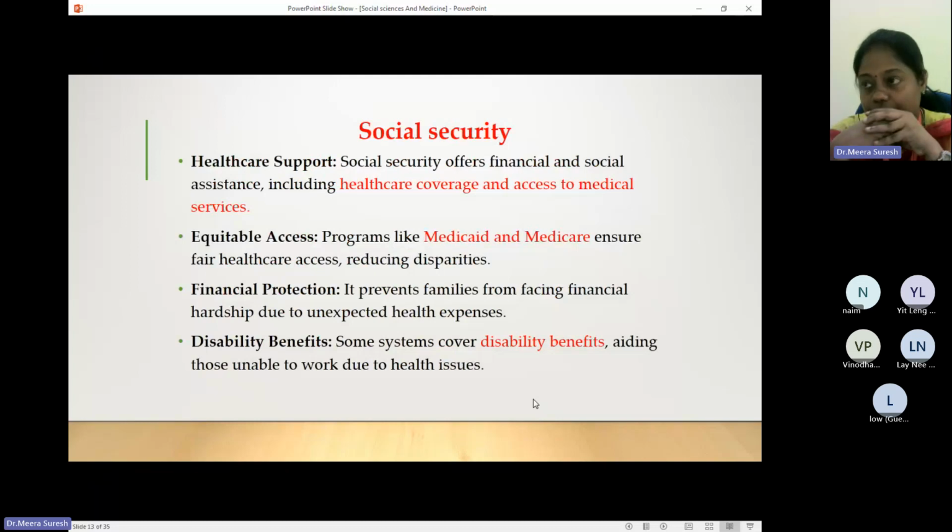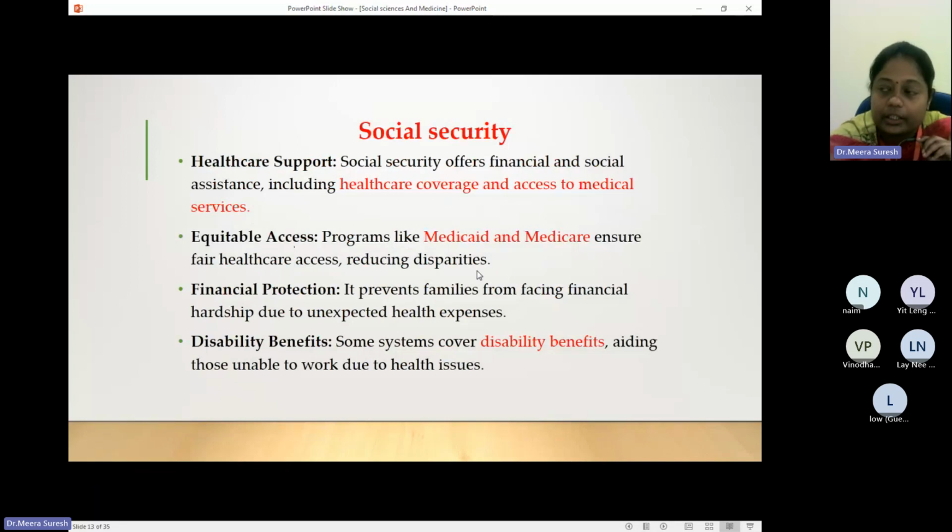Now, the influence of social security. Social security means assistance, especially in the form of finance, like certain insurance policies. This social security offers financial and social assistance, including healthcare coverage and access to medical services. It should be equitable, like programs such as Medicaid and Medicare or any insurance policies, so that people will have fair healthcare access, reducing disparities. But even though I write the sentence like this, you might already know it is not easy.